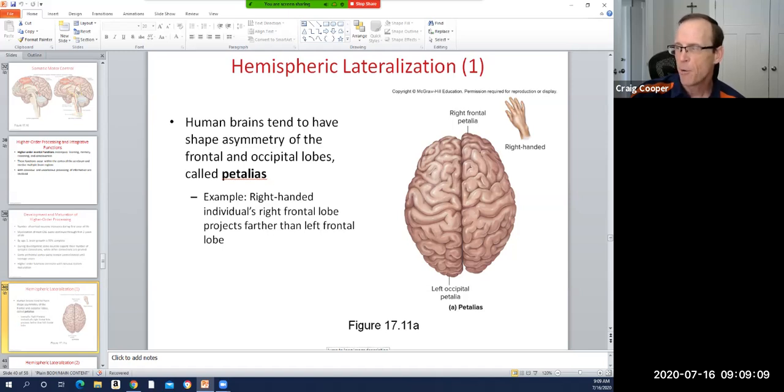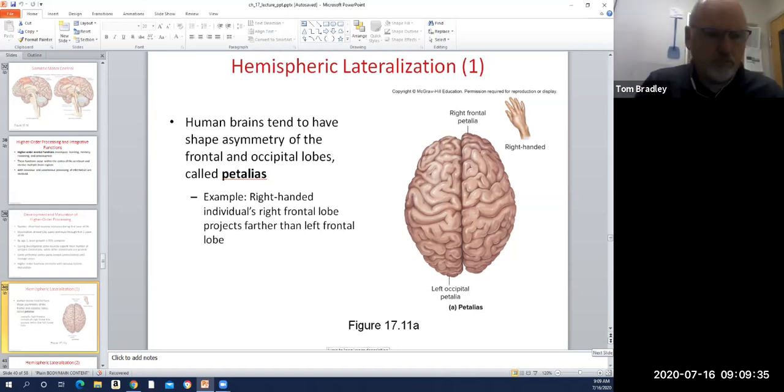For the right-handed person, their right frontal lobe is a little bit more prominent, but their left occipital lobe is a little bit more prominent. So like I said, we're not totally symmetrical. And it makes sense because we do have a hand dominance that would require more neurons, either to have better sensation in that hand or to have better motor function, and especially fine motor control in that dominant hand.